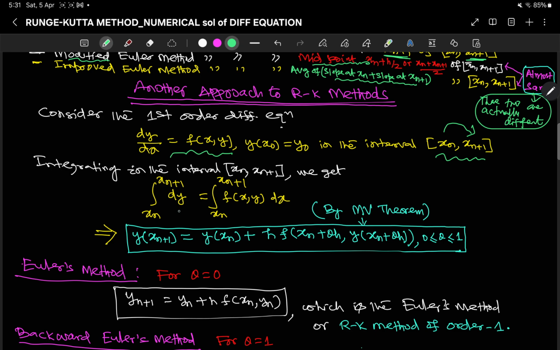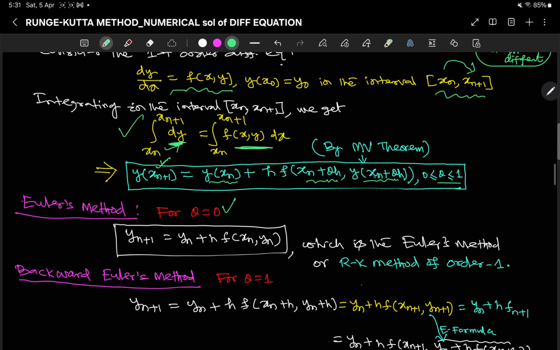Now if you integrate it from this limit xn to xn plus 1, then what are we getting? This becomes y, so the upper limit is y(xn plus 1), meaning yn plus 1, and this is y of xn. Bringing it to the right hand side, it is y(xn) plus, if I apply the mean value theorem here, h f(xn plus theta h, yn plus theta h), where theta lies between 0 and 1. Now if you put theta equal to 0, then it is simply y(xn) plus h f(xn, yn). So it is yn plus h f(xn, yn), right. So is it not your Euler's method?